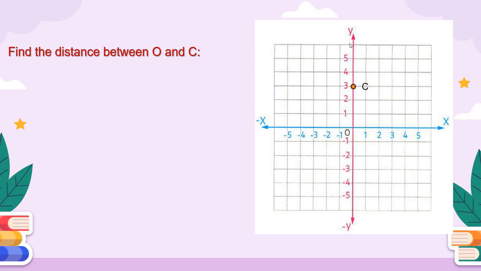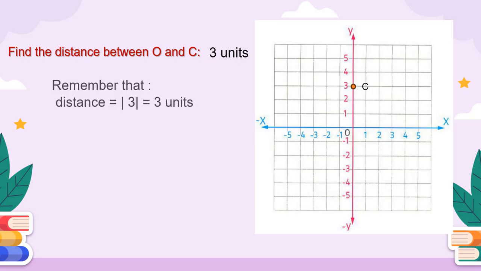Can I find it vertically on the y-axis? Yes, again, the y-axis is a number line. So how can we find the distance between O and C? Again, by counting 1, 2, 3, 3 units, or again by finding the distance by using what? The absolute value. So the absolute value of 3 is 3 units.